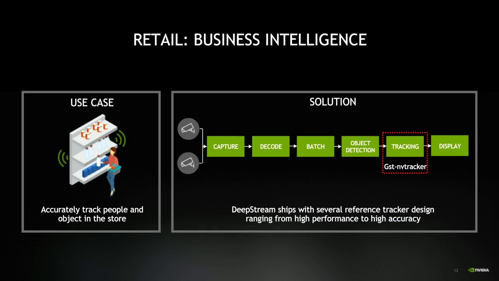DeepStream can help retailers understand video using deep learning and AI. One of the plugins in the SDK is a Tracker plugin. Tracker will assign an ID to each detected object. This unique ID will be kept on the person of interest until the person leaves the field of view. With the tracker, you can accurately count the number of people in the store at any given point and how long they spend across each aisle. DeepStream ships with several reference trackers ranging from high performance to high accuracy.